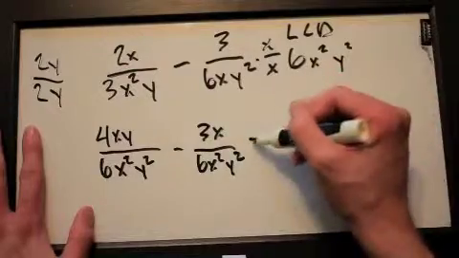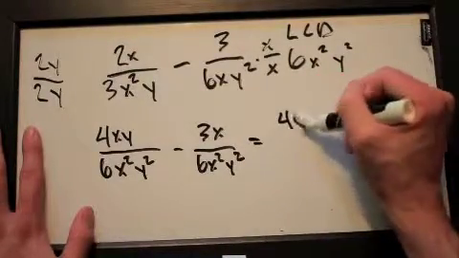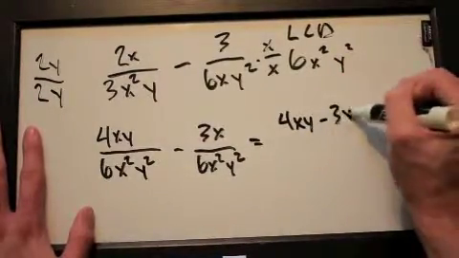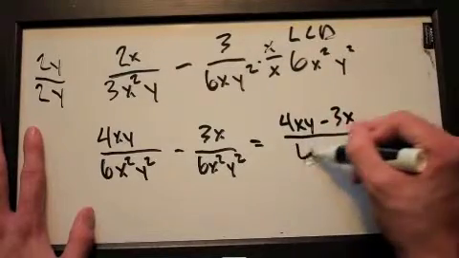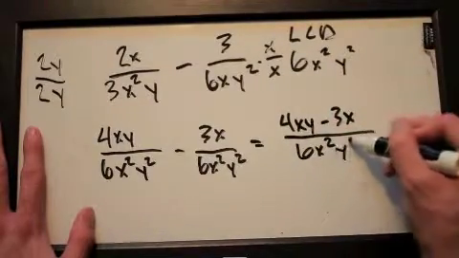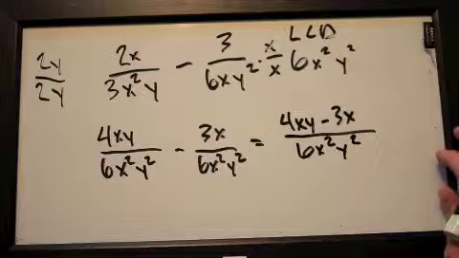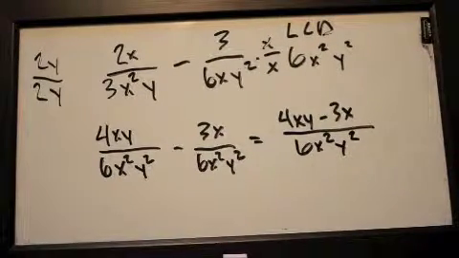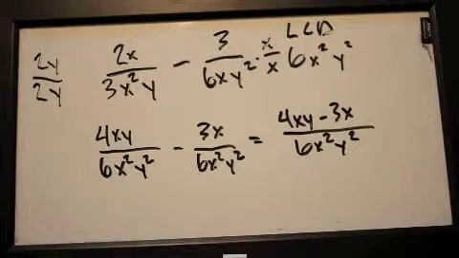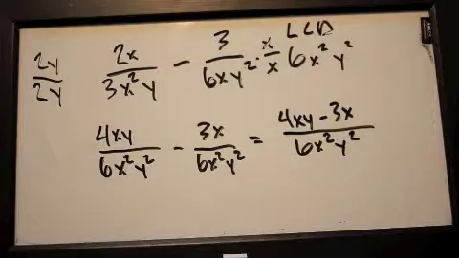So now I just subtract the tops. I've got 4xy minus 3x over 6x squared y squared. Okay? And that is adding and subtracting rational expressions.